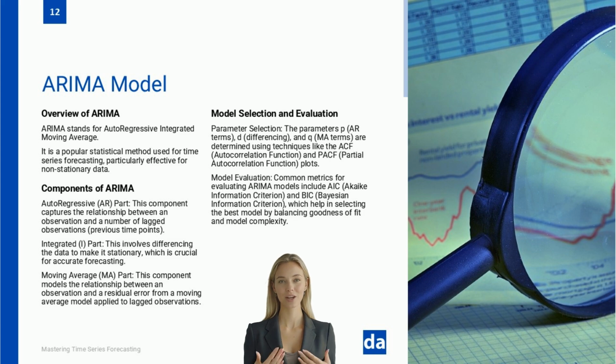When it comes to model selection and evaluation, we need to determine the parameters p, d, and q. These represent the number of AR terms, the degree of differencing, and the number of MA terms respectively. Techniques such as the autocorrelation function (ACF) and partial autocorrelation function (PACF) plots are used for this purpose.